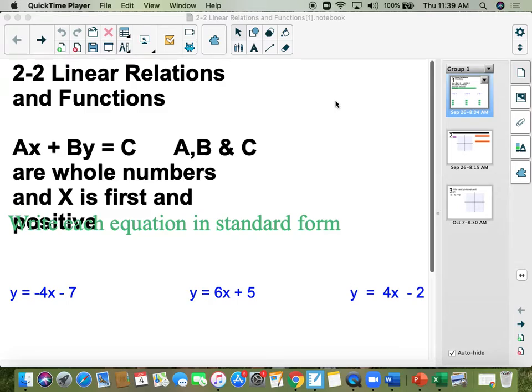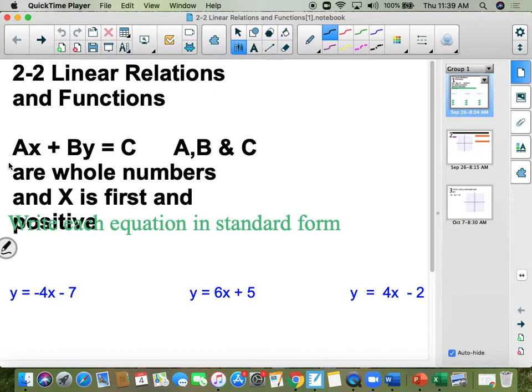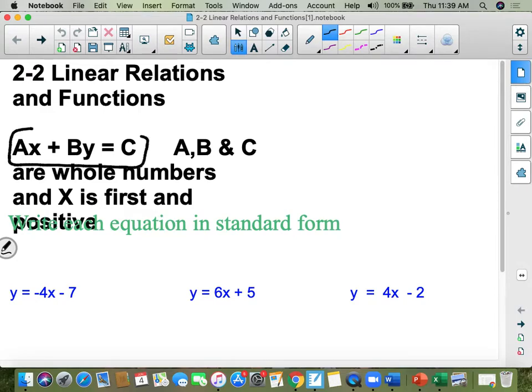Okay, today we're going to learn about linear relations and functions, and we are going to learn what standard form is. This is the standard form of a linear equation. A linear has the word line inside of it. So basically, we only have two parts for today. The first part is just put it in standard form, and then we're going to learn how to graph.